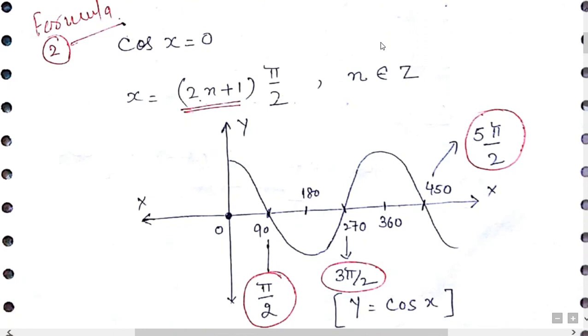Now if the value of cos x is equal to 0, then how to calculate the value of x? At 90 degrees the value is 0, means pi by 2, 3 pi by 2, then 5 pi by 2. It means these are the odd multiples of pi by 2, and the general odd value is 2n plus 1. If I insert n is equal to 0, it's the first value. If I insert n is equal to 1, it's the second value. If I insert n is equal to 2, it's the third value. It means clearly this value is (2n plus 1) into pi by 2.